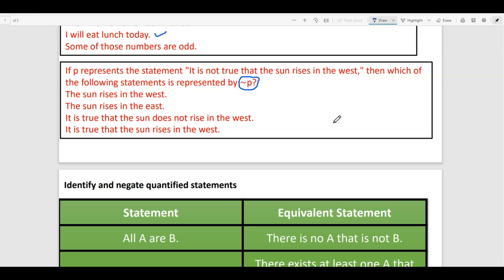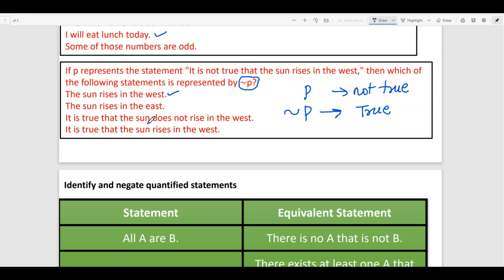Again, I'm going to go back and see, it's not true. So P is telling me it's not true. So the negation of P should tell me that it's true, right? So it's the opposite. It's not true that the sun rises in the west. The sun rises in the west. Yeah, it is the opposite of this. So this could be my answer. Sun rises in the east.